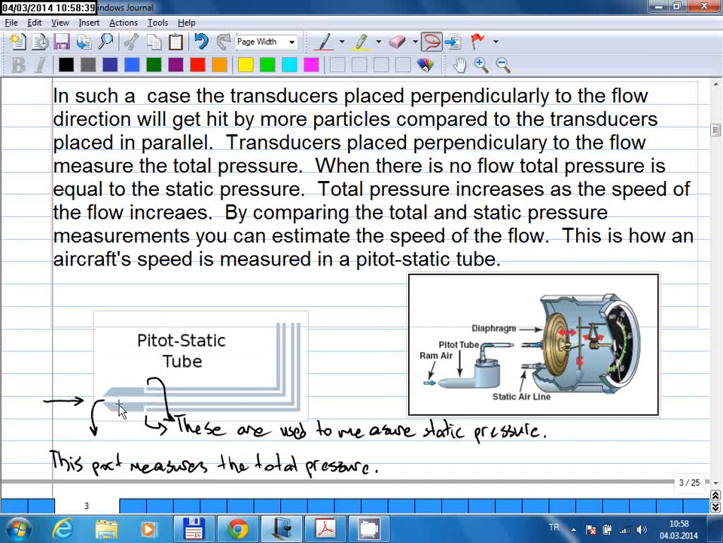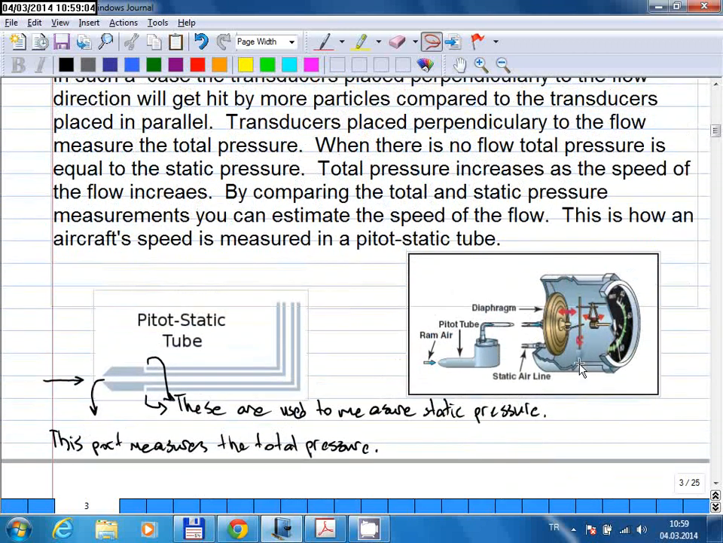And these two measurements are compared inside. In fact, mechanically, this is how it looks inside an airspeed indicator. The two pressures move the diaphragm due to the pressure difference, and the motion of the diaphragm is converted into the motion of the needle here, showing the airspeed. Okay, so this is how you measure the speed of an aircraft.